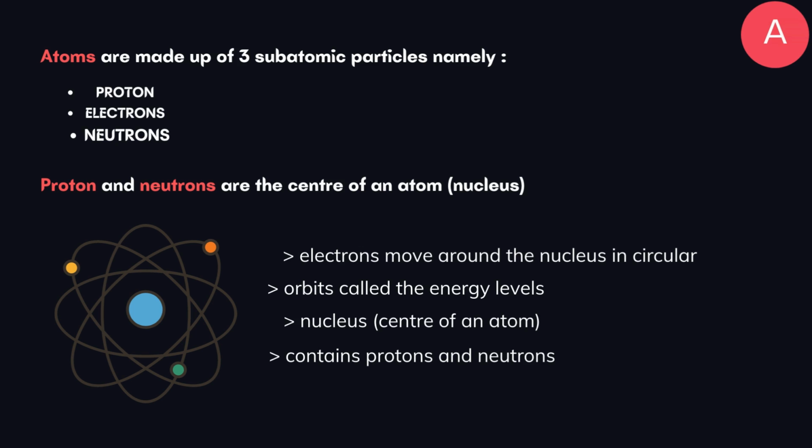Electrons move around the nucleus in circular orbits. The orbits are called the energy levels. Nucleus is the center of an atom. It contains protons and neutrons.